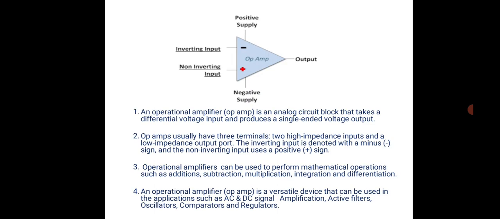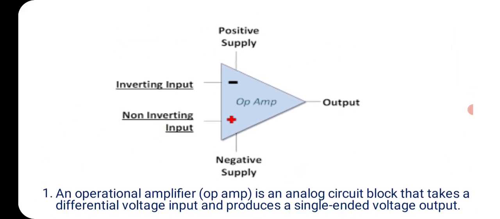So this is how an op amp circuit diagram looks like. Let me zoom it. As you can see, this op amp has two input terminals. The first one is the inverting input terminal denoted by minus sign, and the second is the non-inverting input terminal denoted by plus sign. It has one output terminal. Apart from these three terminals, it requires one positive power supply and one negative power supply, as you can see in the circuit diagram.